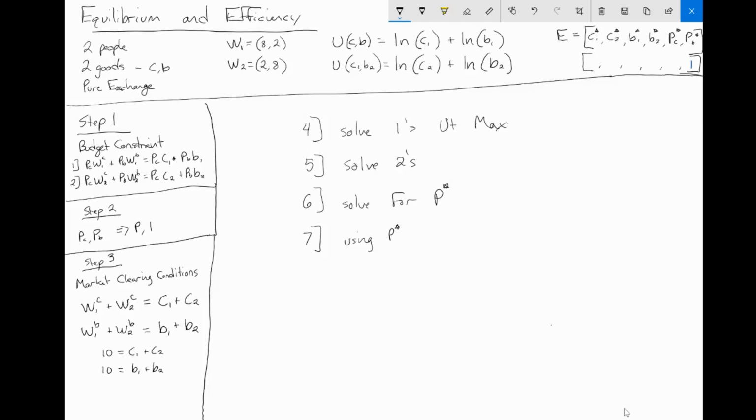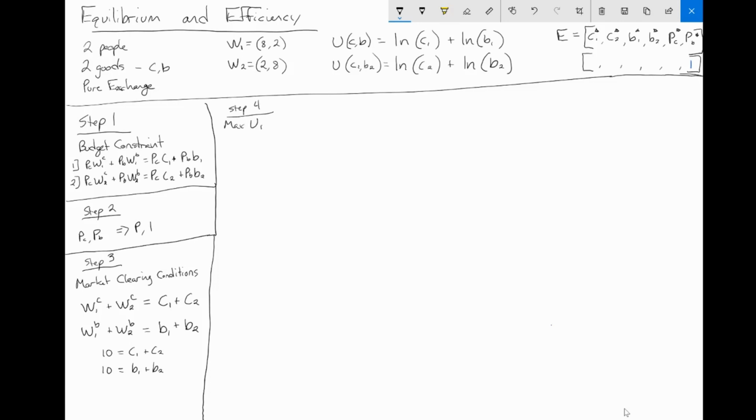All right, so let's do this. Let's go step by step, and we'll solve this out. Step 4. Max U1. Okay, I'm going to write small. I might even fit all of this on here. Let's see if we can do it. All right, so now we're going to solve for person 1's consumption of cereal and bagels. All right, let's do it.